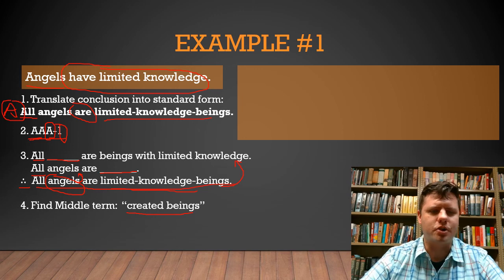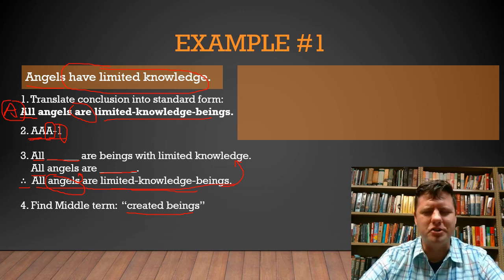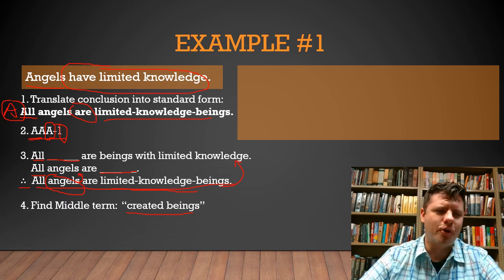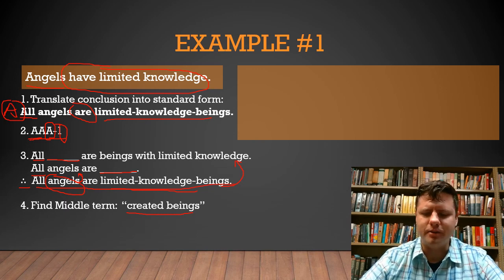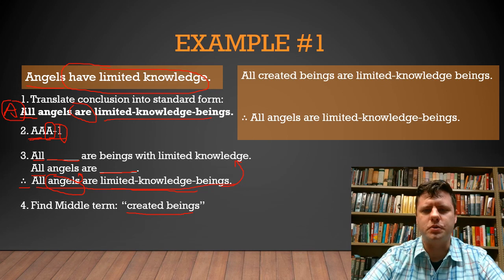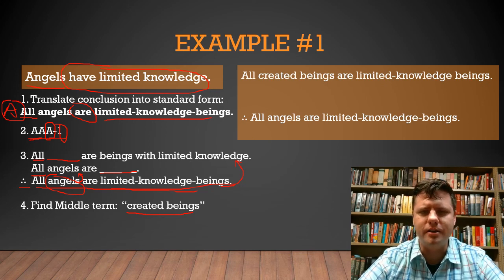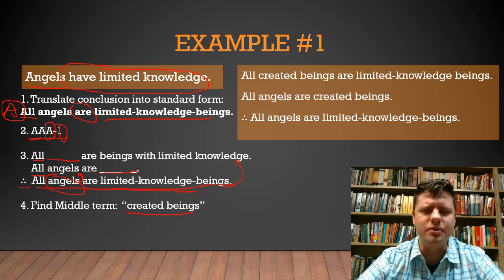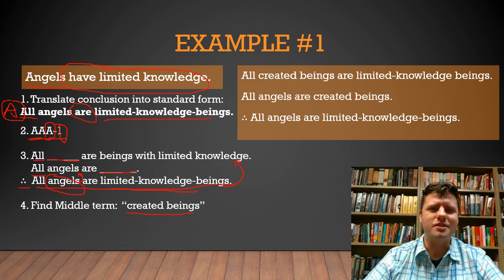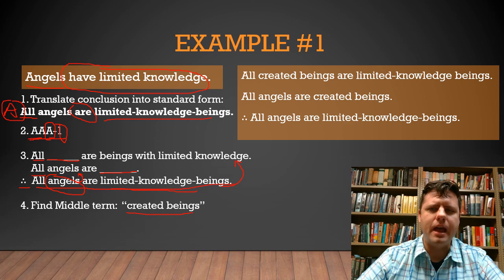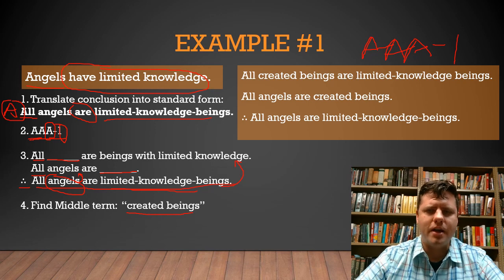So all angels are created beings. That's true. And all created beings are beings with limited knowledge. Also true. Therefore, all angels are limited knowledge beings. So now how this then works. We start with that conclusion. All angels are limited knowledge beings. We then fill in all created beings are limited knowledge beings. All angels are created beings. And we've established the conclusion. We have an AAA1 syllogism, which is a valid form of syllogism. We have a true conclusion that's backed up by true premises.